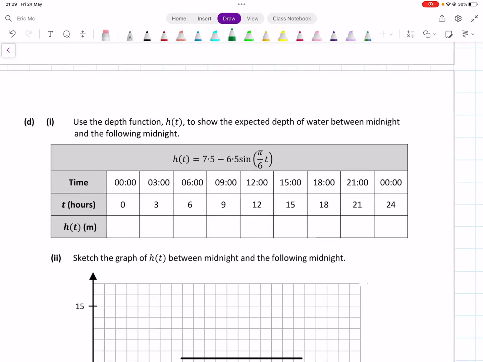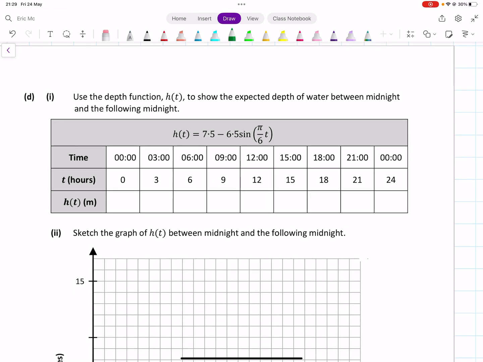Use the depth function to show... Oh, I've actually just done this, haven't I? Okay, so we're going to type in 7.5 minus 6.5 sine pi over 6. I'm using x instead of t, just because I don't have a t on my calculator. Sorry, start again. Sine of x. I'm starting at 0, ending at 24 according to this, and going up in steps of 3.